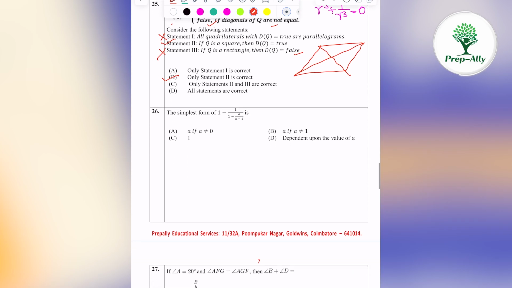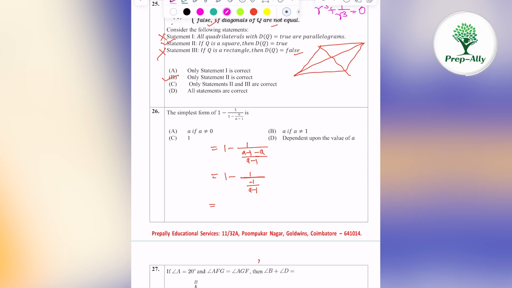Now the question number 26. So here basically we have to simplify this. So can we write this expression as 1 minus 1 upon, here if I take the LCM, so a minus 1 minus a. So we are getting 1 minus 1 upon minus 1 upon a minus 1. So here we can write basically a minus 1 is there.